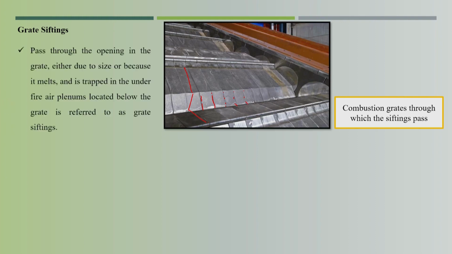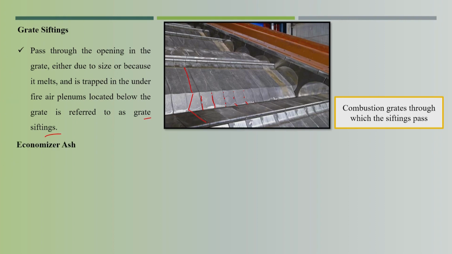Material that passes through the openings in the grate, either due to its size or because it melts and traps in the under-fire air plenums located below the grate, is referred to as grate shifting. That is the same way, from whatever openings or nozzles there are under the grate.